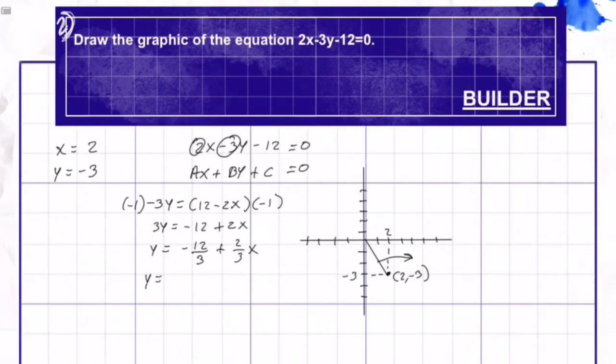So we're gonna rearrange. We have y equals 2/3 x minus 4. 12 divided by 3. So there you have it, the equation of the line that states y equals 2/3 x negative 4. That's the answer.